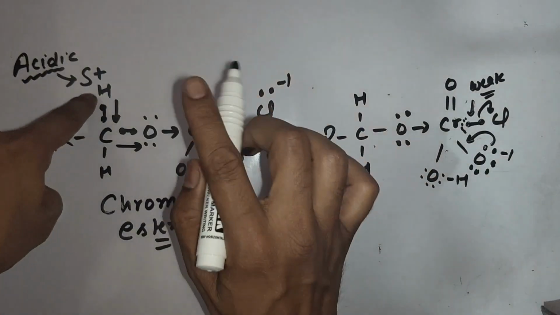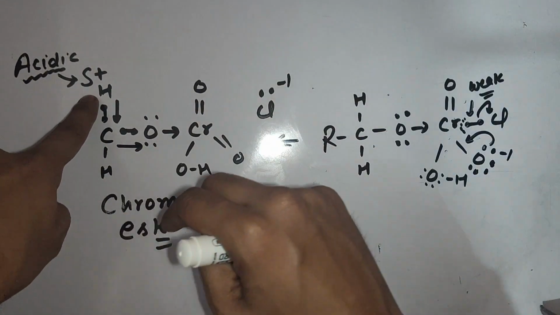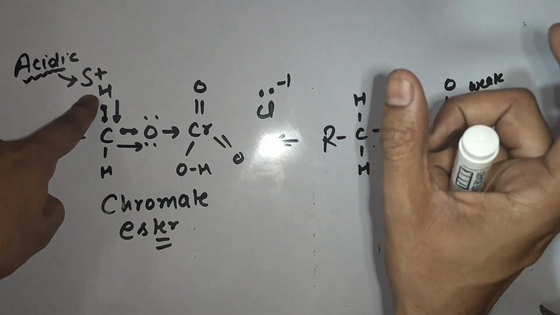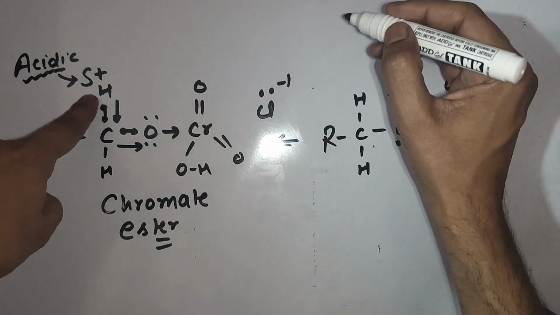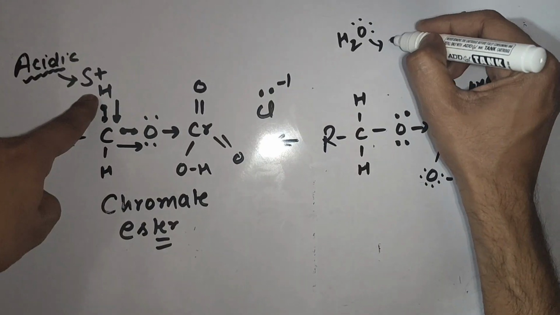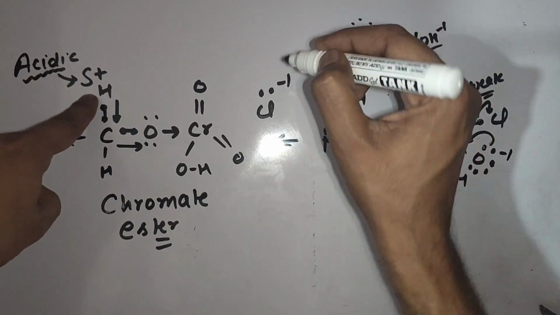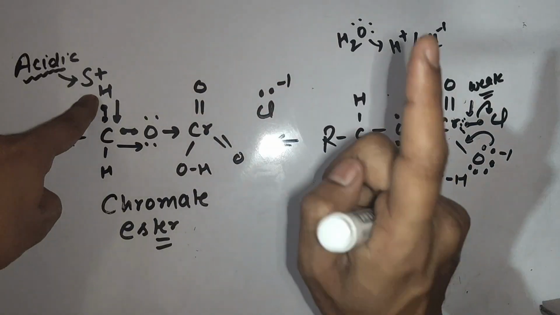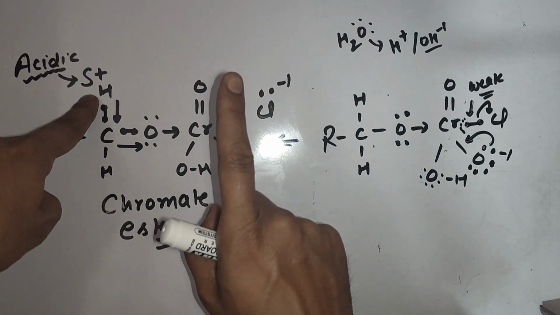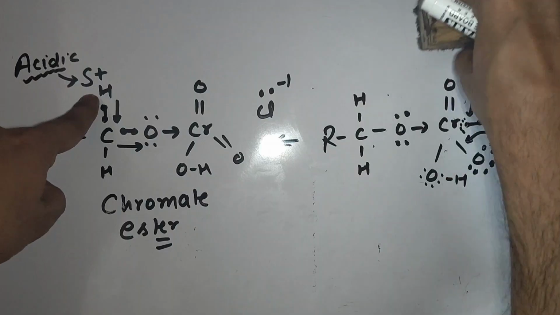They will be attacked by a negative particle. In previous mechanisms of K2Cr2O7 and KMnO4, who was attacking them? Water molecules. Water molecules were breaking into H positive and OH negative, and OH negative was attacking. But here, as I told you, the solvent is CH2Cl2. Water molecules are not there, so we can't use them.